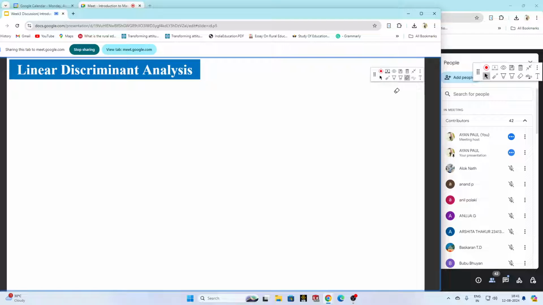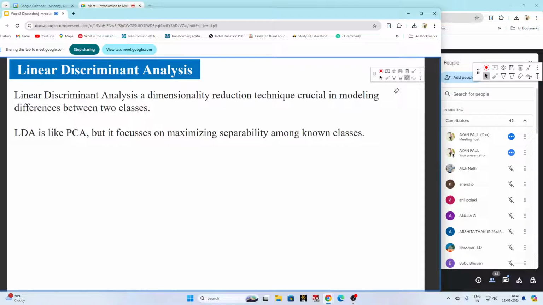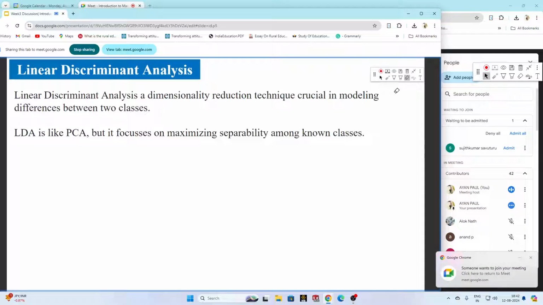So LDA, linear discriminant analysis. Like PCA, if you remember in your regression part, we discussed one thing called PCA, principal component analysis or principal component regression. Why have we done that? We have done that to reduce the dimensionality, because we have the issue of dimension. Whenever we have more than 3 or like 100 inputs, we are interested in reducing the dimensionality of the data. That means we are interested in reducing the inputs.